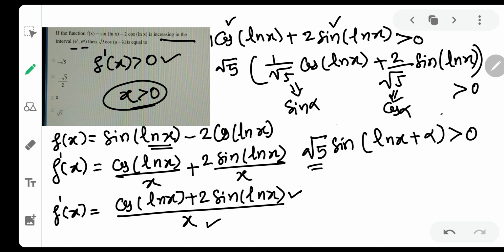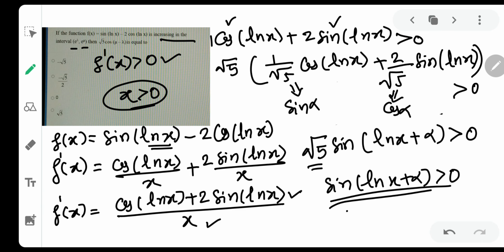Root 5 is a positive number. I can divide both sides by root 5 and the inequality won't be hindered at all. So sine of ln x plus alpha has to be greater than 0. Now that's a very trivial inequality, sine of theta greater than 0.